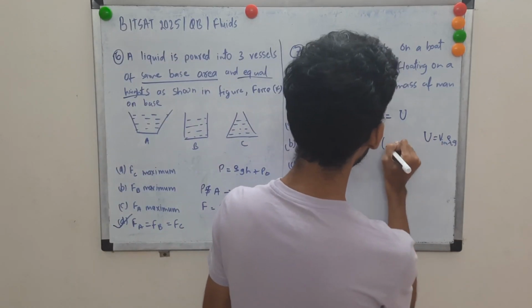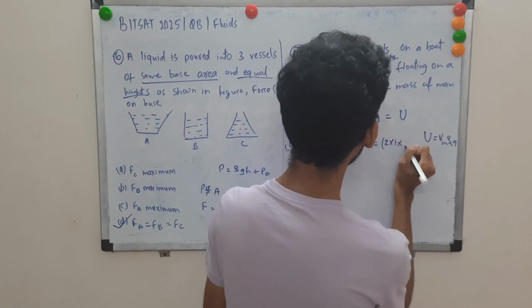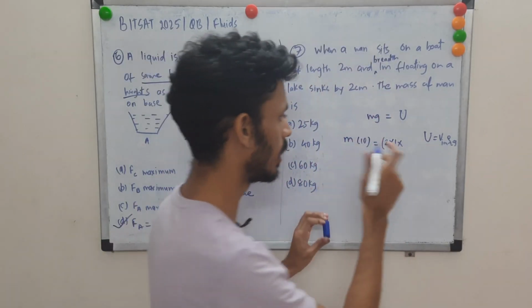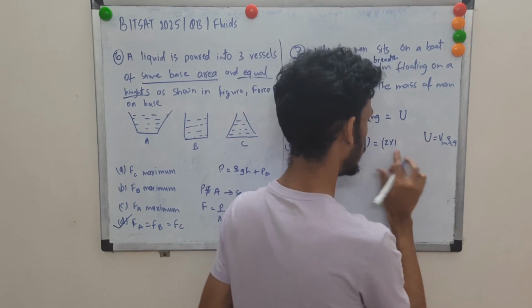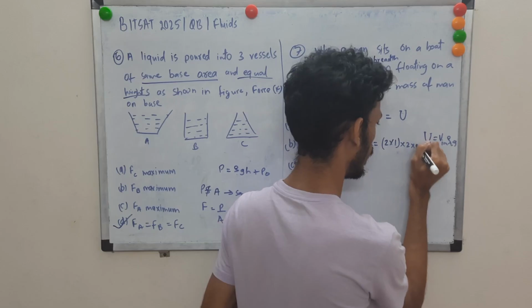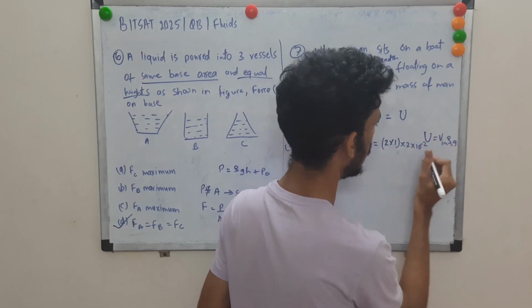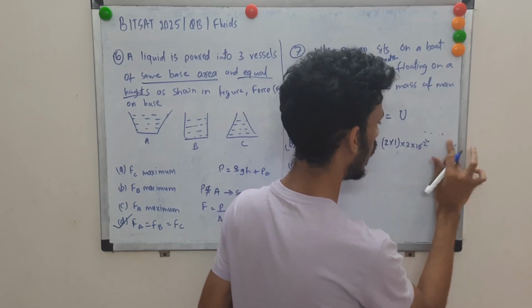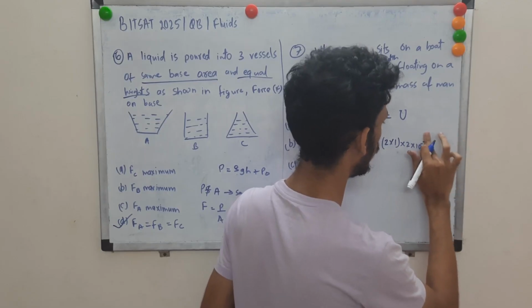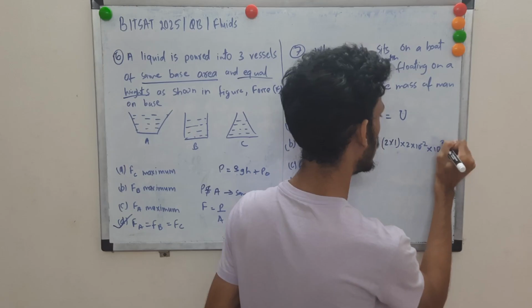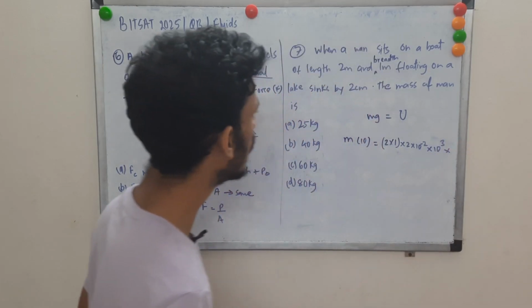So volume immersed is length into breadth into height. Now height is 2 centimeters. The rest are all in meters, so I'll write this as area into height. This is in centimeters, and then we'll have the density of liquid. Now you're supposed to know the density of water is 10 to the power 3.